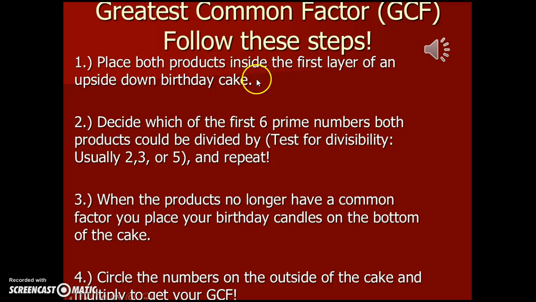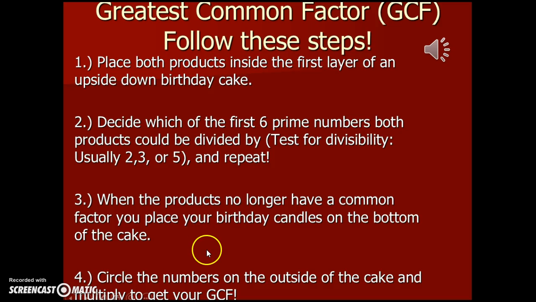First, place both products inside the first layer of an upside-down birthday cake. Step 2, decide which of the first 6 prime numbers both products could be divisible by. In other words, test for divisibility. This typically starts with the numbers 2, 3, or 5, and repeat that process. I also told the students to remember the first 6 prime numbers, which are 2, 3, 5, 7, 11, and lucky 13. Step 3. When the products no longer have a common factor, you place your birthday candles on the bottom of the cake with the answer.